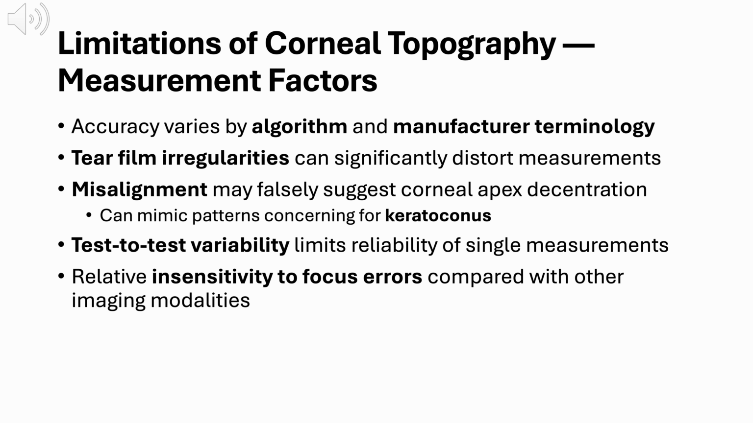Considerable distortion can occur if the tear film is unstable, leading to maps that look abnormal even when the cornea itself is structurally normal. Misalignment during image capture is another common issue. Poor centration can falsely suggest corneal apex decentration and can mimic patterns that raise concern for keratoconus. This is why patient positioning and repeatability matter so much.